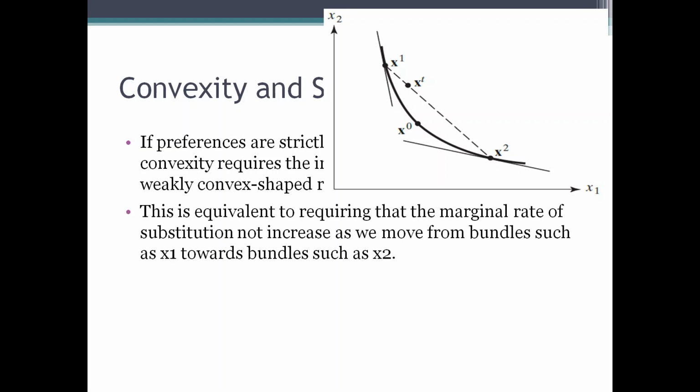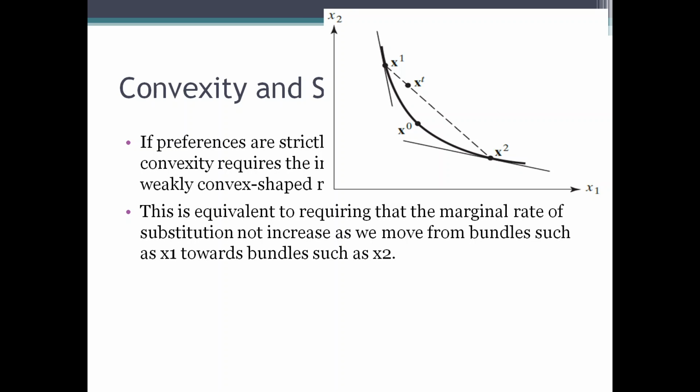This is equivalent to requiring that the marginal rate of substitution not increase as we move from bundles such as x1 toward bundles such as x2. Here we are talking about bundles, not commodities, just moving along the indifference curve. This shape of the indifference curve signifies that as we move down from the consumption bundle x1 to x2, the marginal rate of substitution is not increasing.